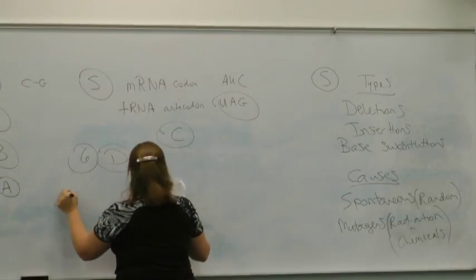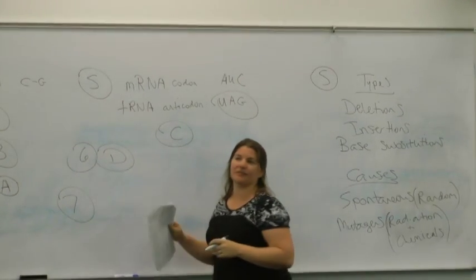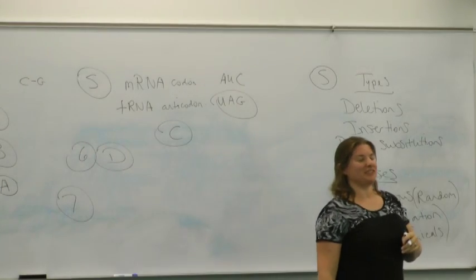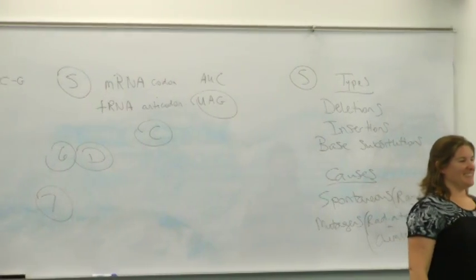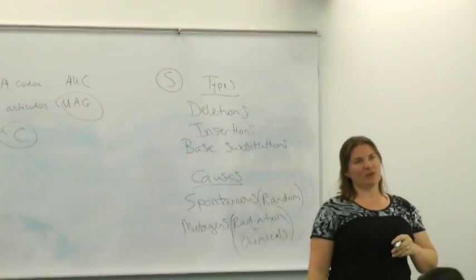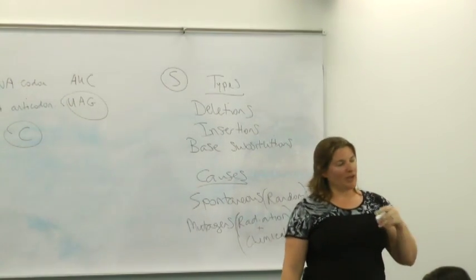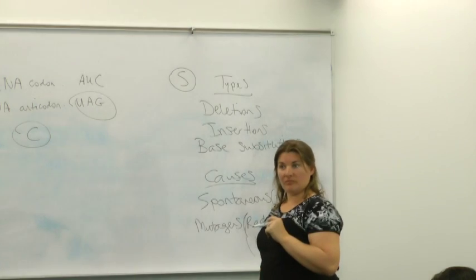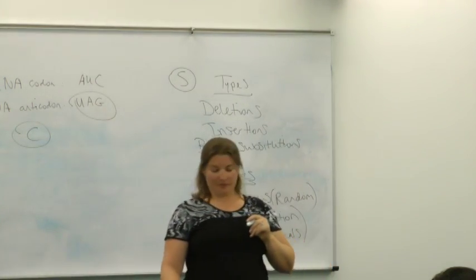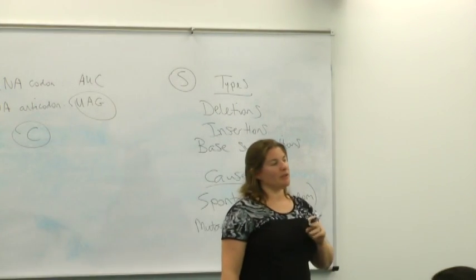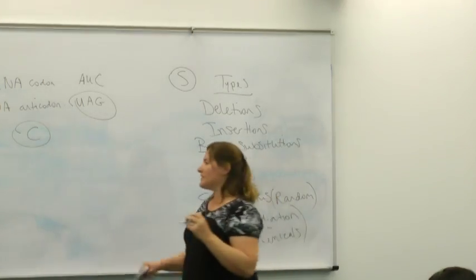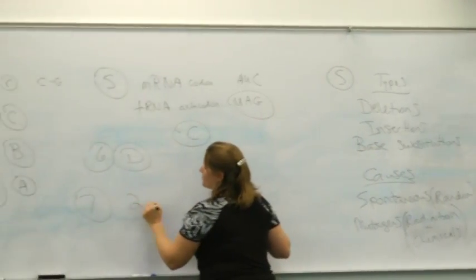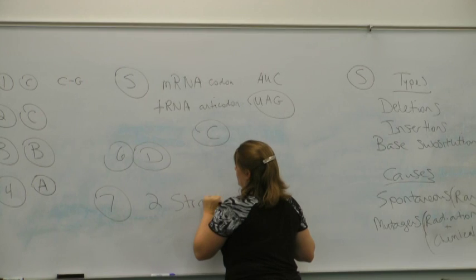Number 7, what is meant by a double helix? Good question. Like a twisted ladder. So we got 2 strands of what? DNA. Well, what is DNA? That's what it's saying. What is meant by a double helix? So 2 strands of polynucleotides wrapped around each other.